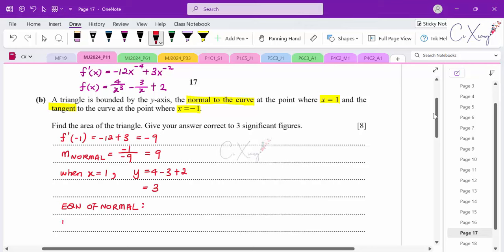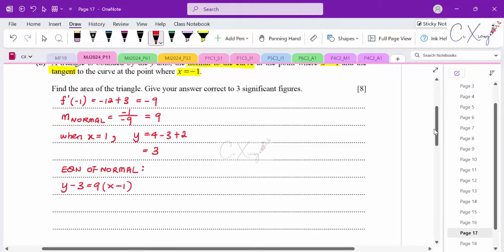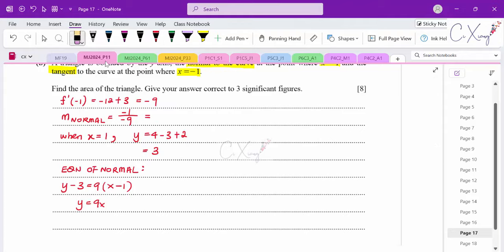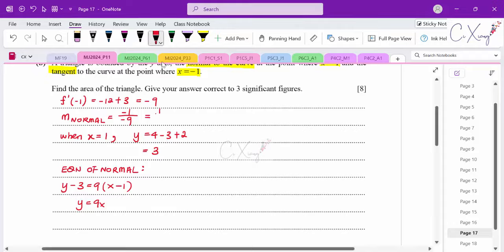Okay, so what's the equation for normal? y minus y1 equals m times x minus x1. Simplify your equation. Sorry, I made a careless mistake here. This one shouldn't be a 9. It should be 1 over 9. I'm so sorry. Then this part is also the same.